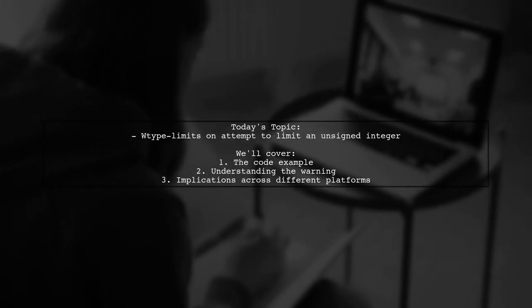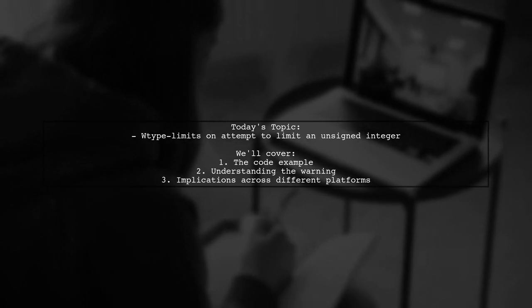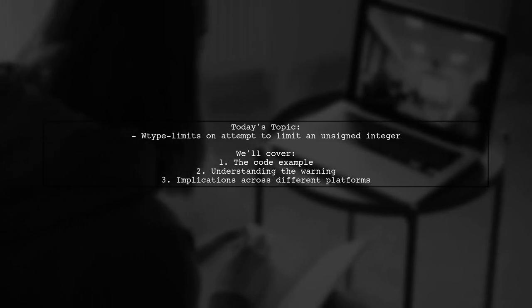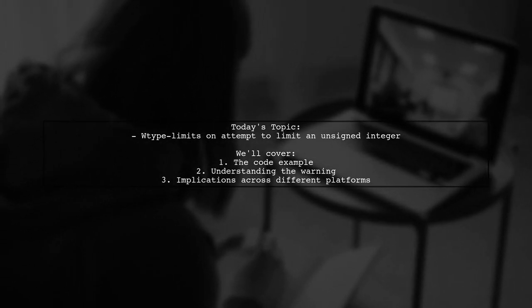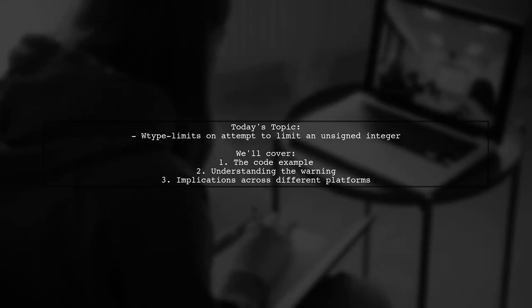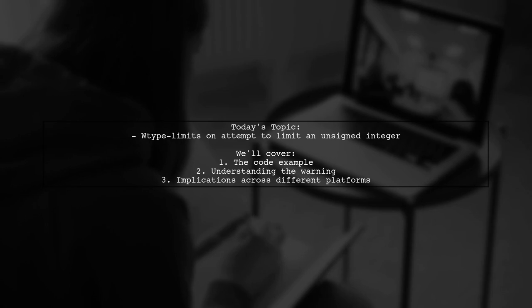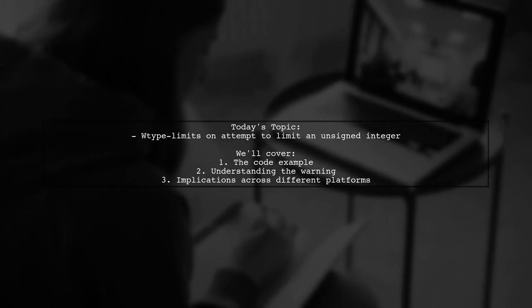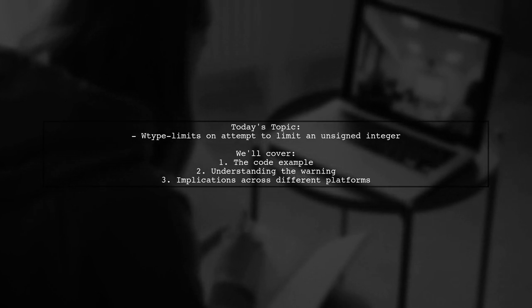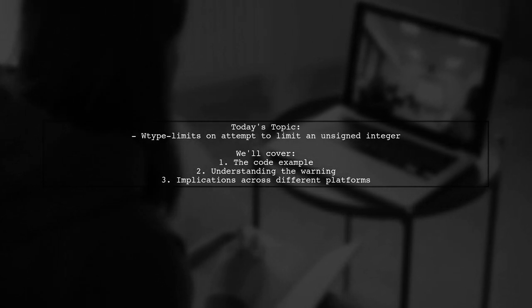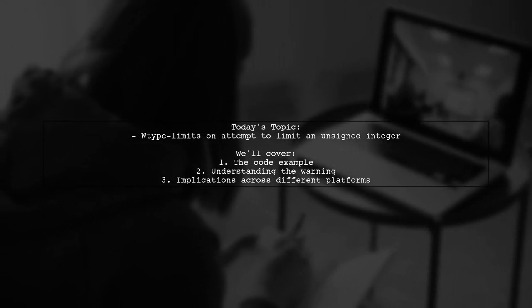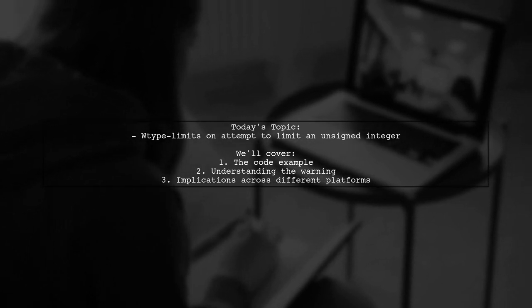Today, we're tackling an intriguing question from a developer about type limits in C programming. The question revolves around an attempt to limit an unsigned integer, specifically an unsigned short. Our viewer is curious about a warning they received from GCC regarding a comparison that seems always false due to the limited range of the data type. Let's dive into the details and uncover whether this is a bug in GCC or a misunderstanding of type limits.